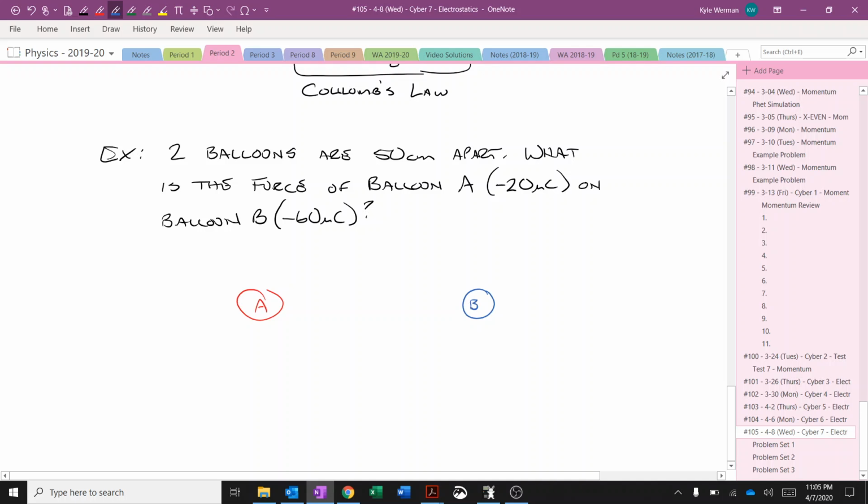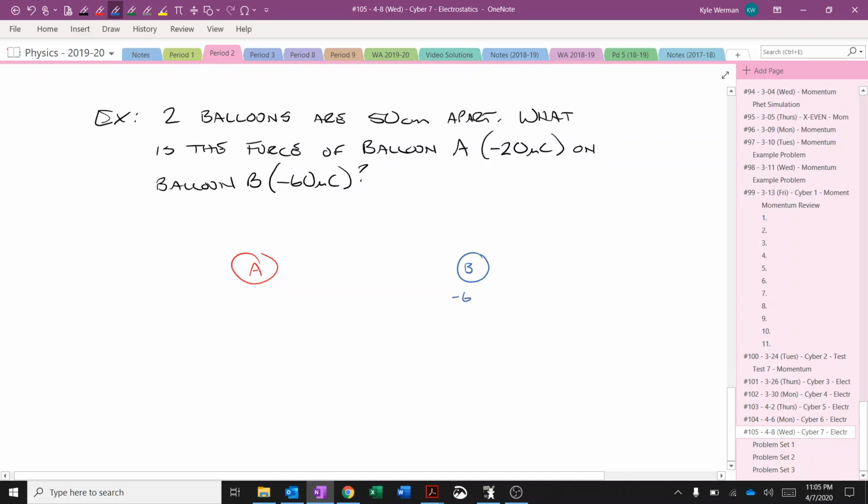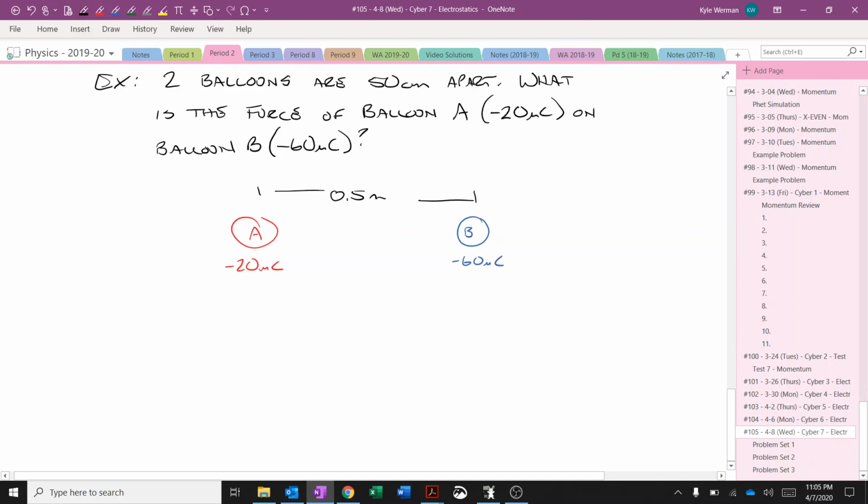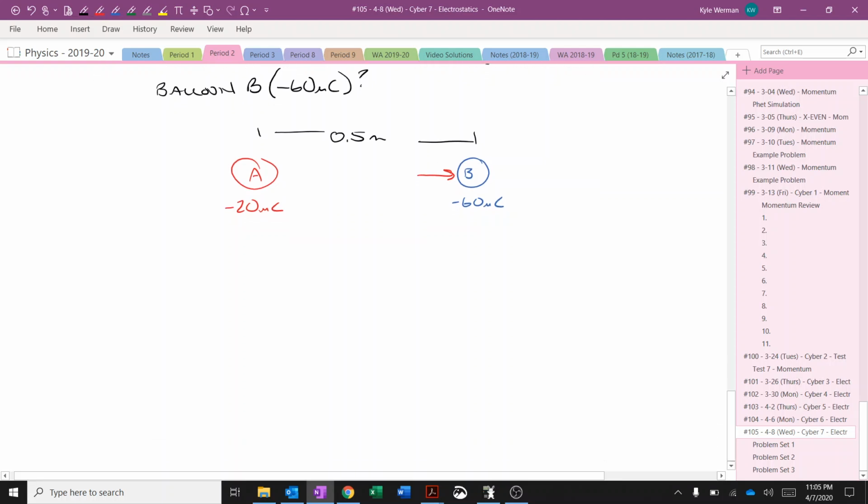Now I don't care about the point in the middle anymore. What I do know is this is negative 60 microcoulombs and this is negative 20 microcoulombs. We know the total distance is a half a meter apart, right? 50 centimeters. And A is going to do what to B? Well, they are the same charge, so there should be a force to the right on B, right? A should repel B. And so I'm going to draw an arrow to the right. This is the force of A on B.